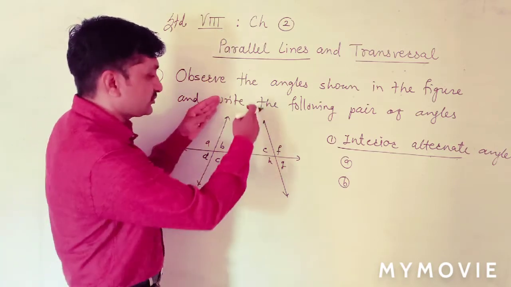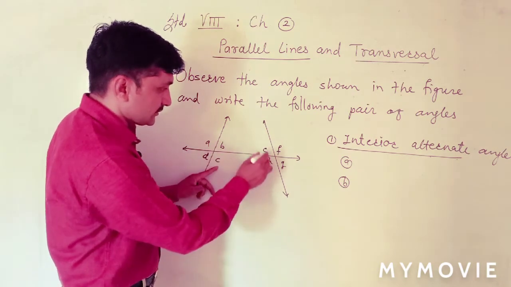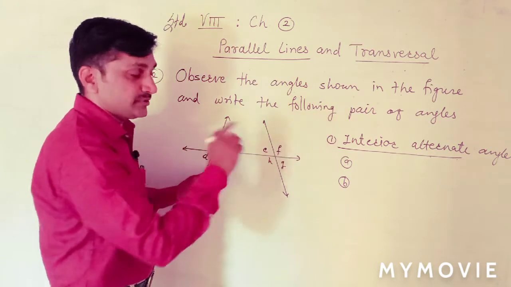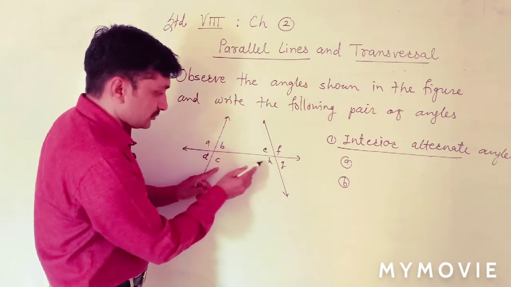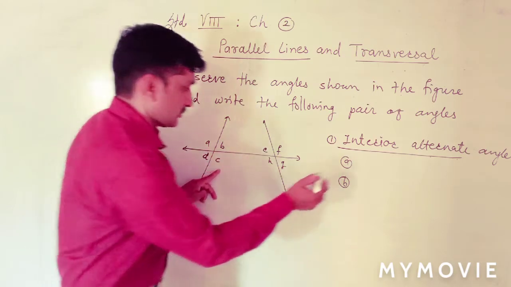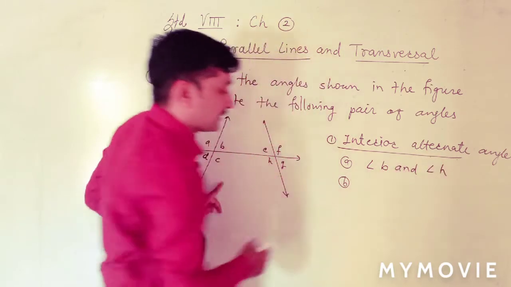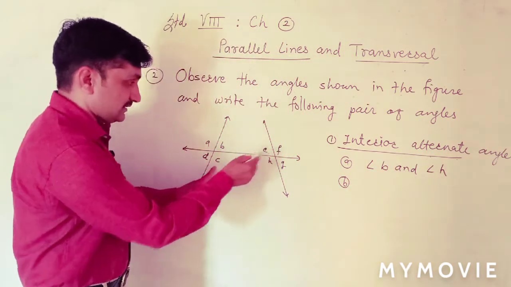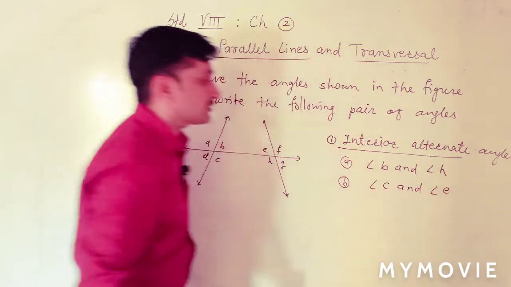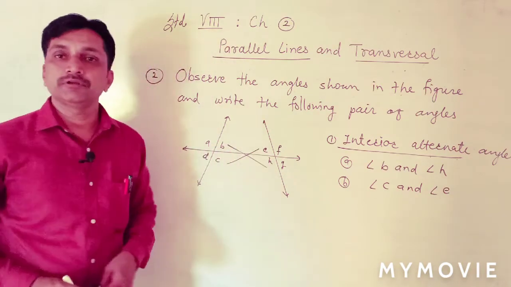We want interior. Interior means between. Here these 4 are between: B, C, H, E. These are 4. And alternate means on opposite. It means this angle will form a pair with this one, BH. Therefore here I write angle B and angle H. And second alternate, C and E, angle C and angle E. These are interior alternate.